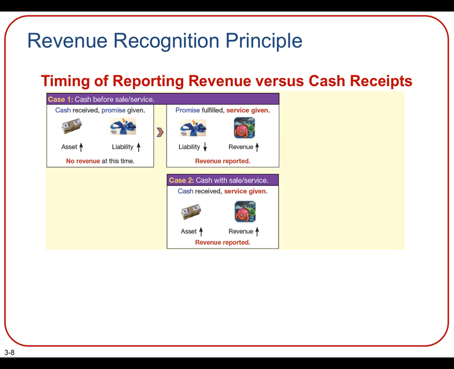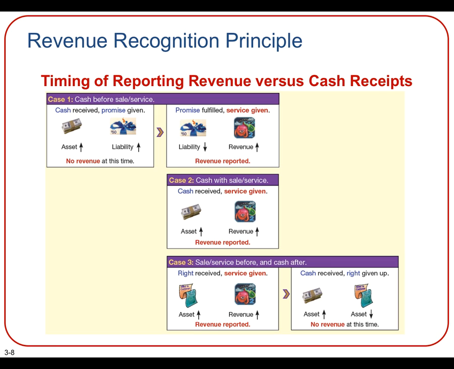Case number 2, cash received with the sales and service. So the customer walks into your store, buys $50 worth of product and gives you cash. So that's when you receive the cash from your customer, so your asset increased. And you also gave the product. You sold your product to your customer. So you already have revenue. You should record your revenue because your earning process is already finished.